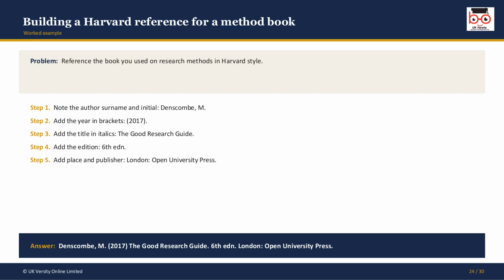Let's build a Harvard reference for a method book, step by step. Start with the author's surname and initial, Denscombe, M. Add the year in brackets, 2017. Then the title in italics, The Good Research Guide, followed by the edition, 6th edition. Finish with the place and publisher, London, Open University Press. Put it all together and you get a clean, correctly ordered Harvard reference.